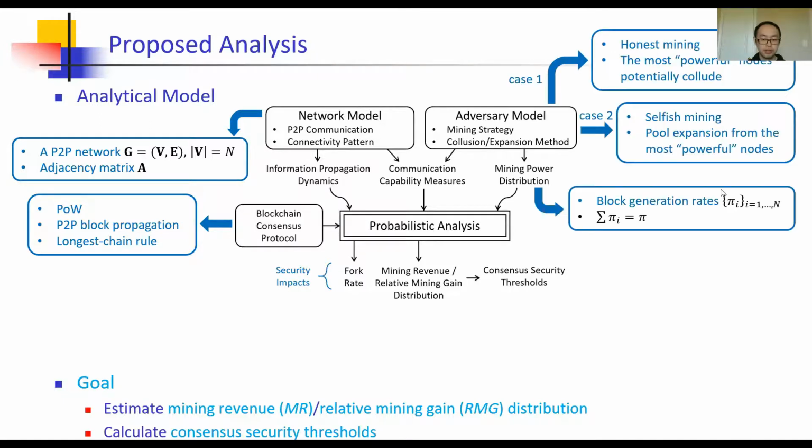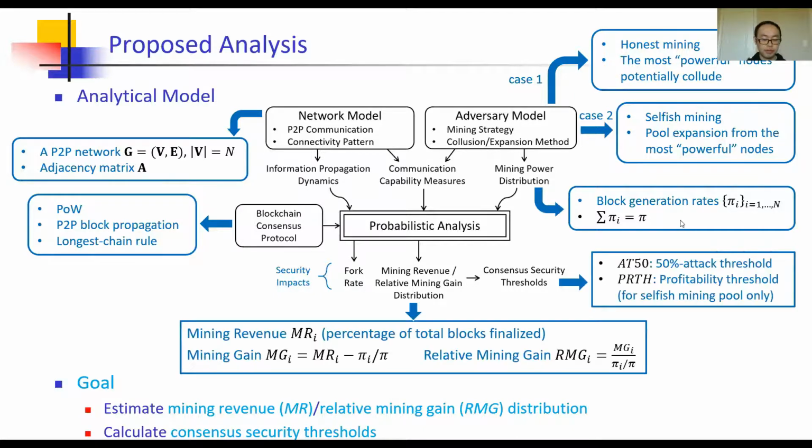And we consider two adversary cases, honest mining and selfish mining, with the worst case scenarios. That means for honest mining, we assume the most powerful nodes will collude. And for selfish mining, we assume the selfish mining pool will expand from the most powerful nodes. The mining revenue of node i is measured by the percentage of total blocks in the finalized blockchain that belongs to i. And mining gain is the mining revenue minus its computing cost.